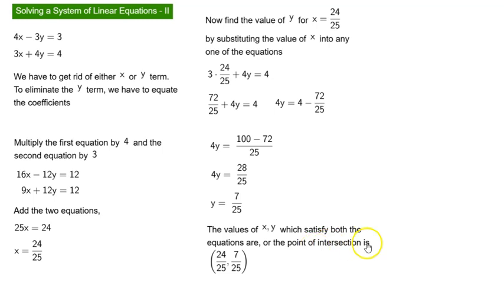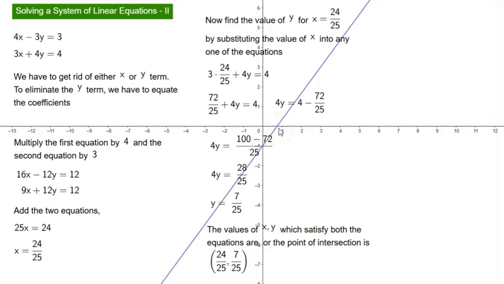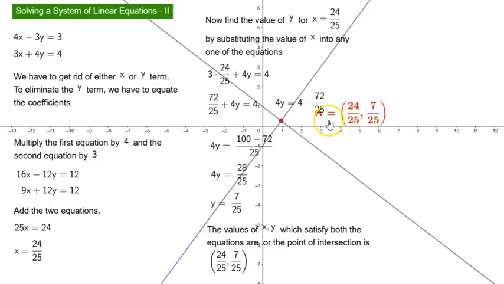Or we can also say it is the point of intersection of the two lines, which are the graphs of these two equations. This is our first equation, 4x minus 3y equal to 3, and we have 3x plus 4y equal to 4. And the point of intersection is A equal to 24 by 25, 7 by 25.